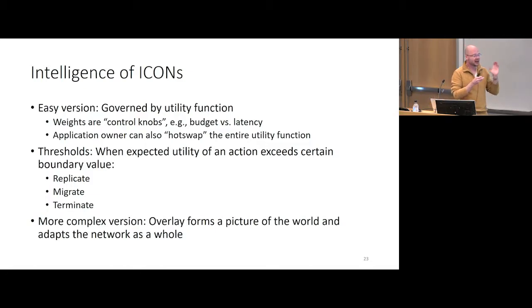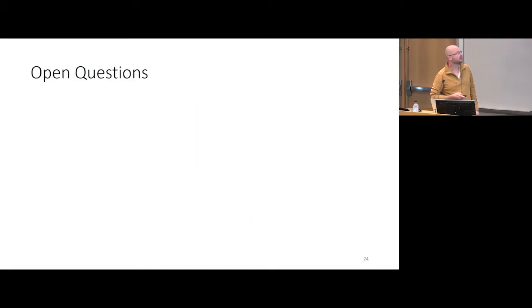Well, it's governed by a utility function, and the control knobs I showed you are the weights of that utility function. Ideally, the application owner can hot swap the entire utility function. And there are thresholds. When a certain threshold is exceeded, a container might deploy a replica of itself. It might migrate, or in case utility falls below a certain threshold, it might just terminate. There are also more complex versions possible, but so far they are in the process of development.